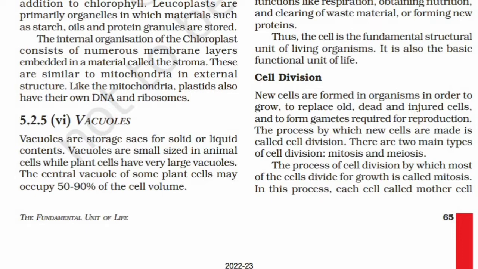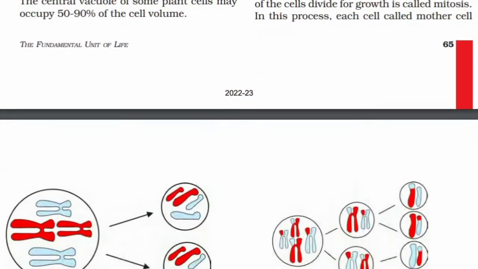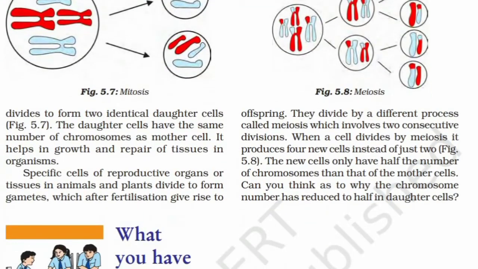The process of cell division by which most of the cells divide for growth is called mitosis. So when cell division takes place for growth, it is called mitosis. In this process, each cell, called the mother cell, divides to form two identical daughter cells. The daughter cells have the same number of chromosomes as the mother cell. It helps in growth and repair of tissues and organisms.